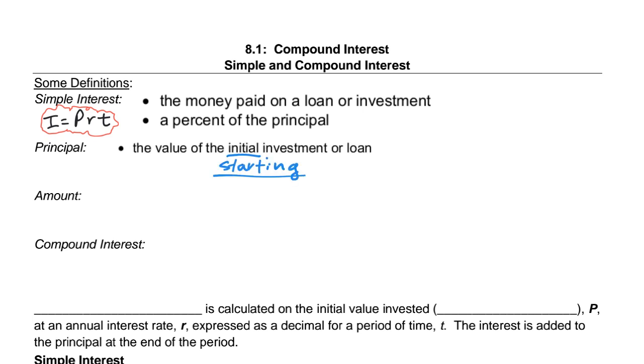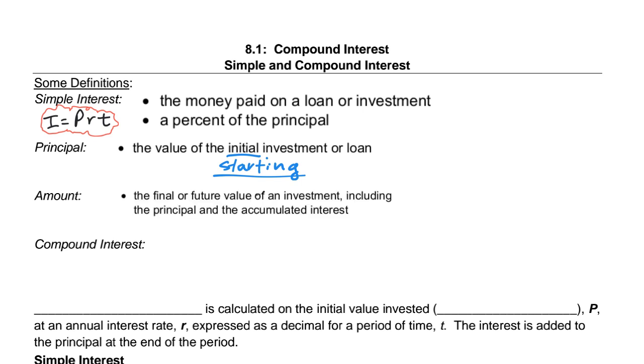Now, you can still think of the principal as the initial investment or the starting amount of the loan. And the amount or future value of an investment includes the principal and the accumulated interest. So before, we used to use this equation to kind of represent it. And basically that was just the amount was equal to the interest plus the principal. Okay? Sometimes we wrote P plus I, doesn't really matter.